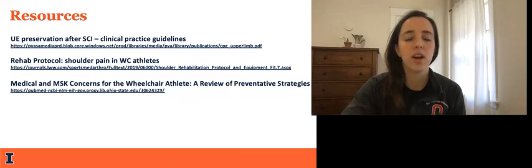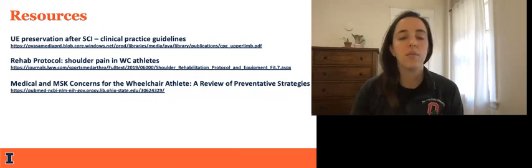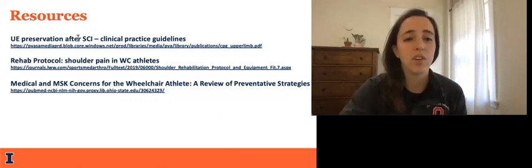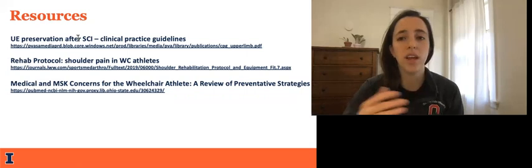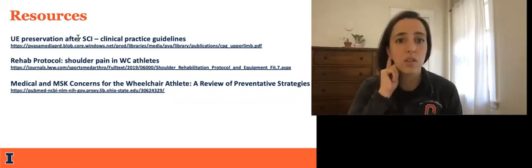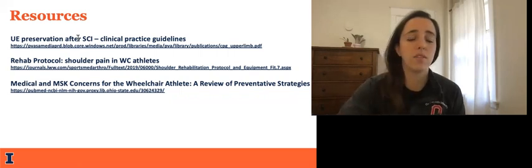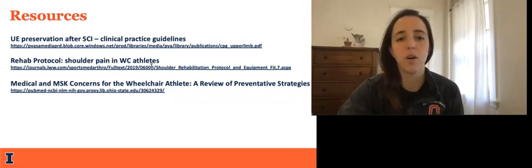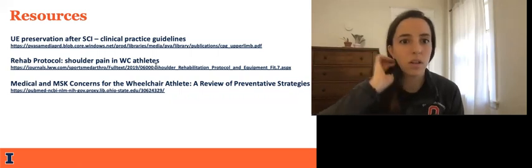All right, and then here are my resources. This clinical practice guideline of upper extremity preservation after spinal cord injury is really good. It's kind of long, but they do put everything into layman's terms. So I think that could be a really good resource to give to patients after a spinal cord injury. And this is the rehab protocol for the shoulder pain, which we kind of went through before. It goes way more in depth and gives some pictures of the exercises as well.